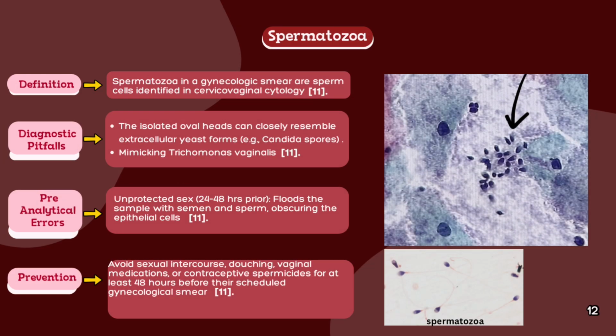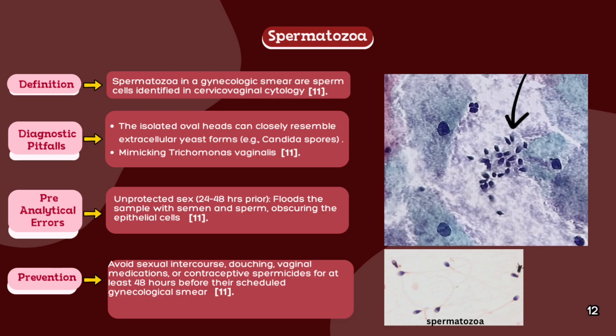Next is spermatozoa contamination. Sperm cells can sometimes be seen in a cervical smear when the patient has had sexual intercourse within the previous 24 to 48 hours. This is considered a normal contamination and is not a disease. However, sperm can create diagnostic challenges. The head of the sperm may look similar to Candida spores, while the entire sperm cell can sometimes resemble the parasite Trichomonas vaginalis. If many sperm cells are present, they may also cover the cervical epithelial cells, making it more difficult for the cytologist to examine the sample accurately.